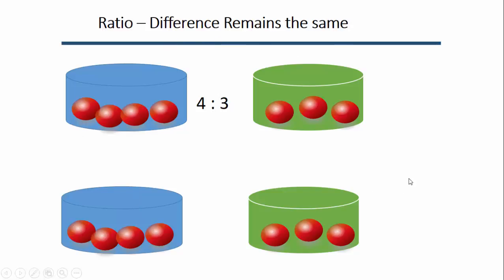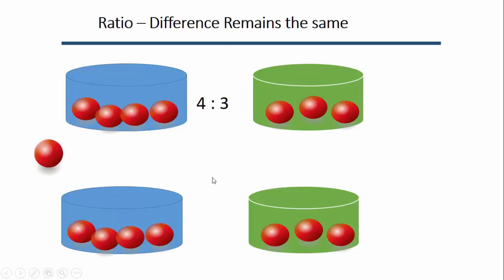Take a look at these two boxes, a blue box and a green box. The number of red balls in the blue box is to the number of red balls in the green box. The ratio is 4 is to 3. I have a similar set of boxes here, and there are 4 balls here and 3 red balls over here. So the ratio now is still 4 is to 3.